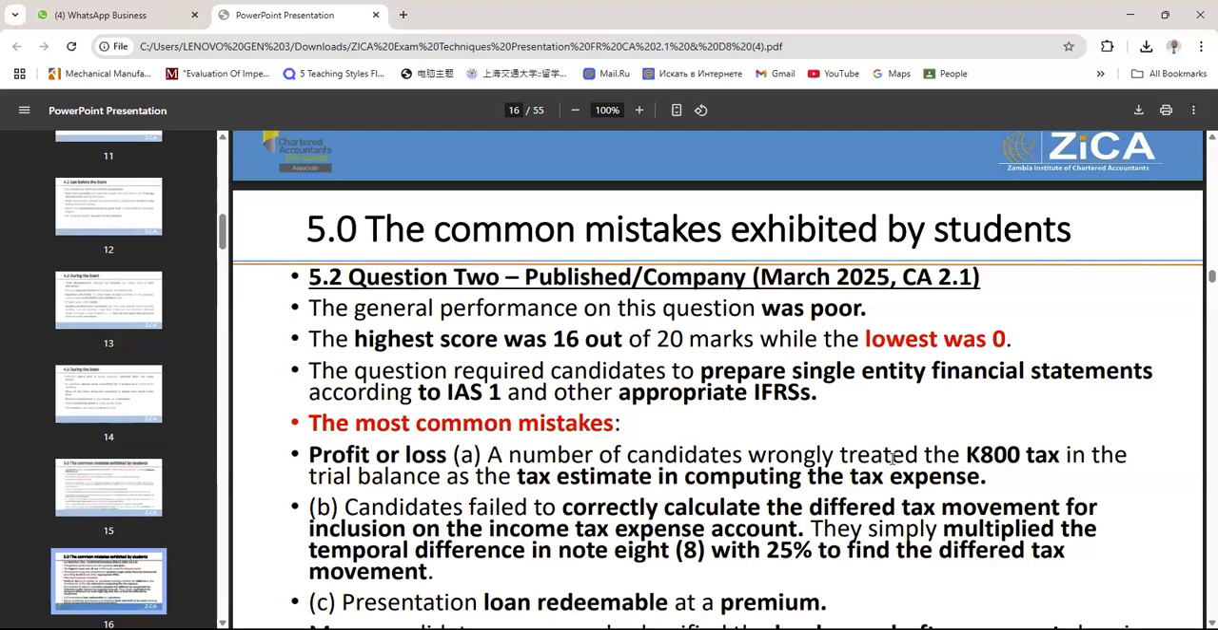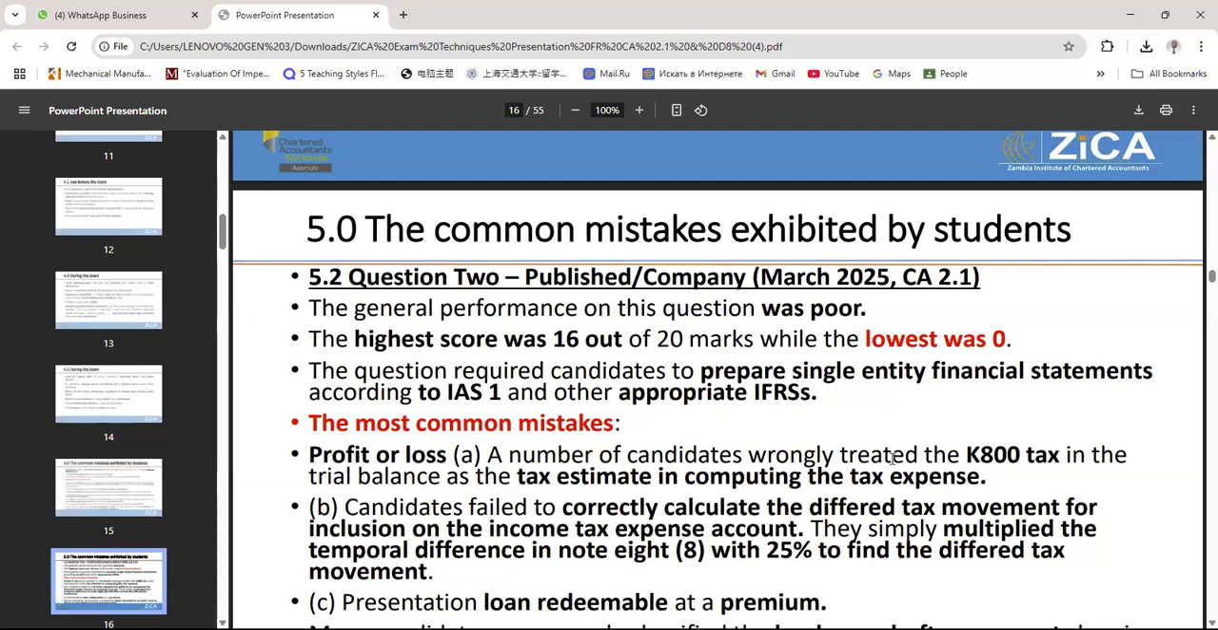Now, we have got 2 types of temporal difference, of course, taxable and deductible. If it's taxable, it means you pay tax. If it's deductible, it will be a reduction in tax in future. So in a trial balance, they will give the opening deferred tax. Then the closing deferred tax is what they will give you in the notes. So what goes to profit or loss is the movement. Although sometimes in the notes, they can also give you the movement.